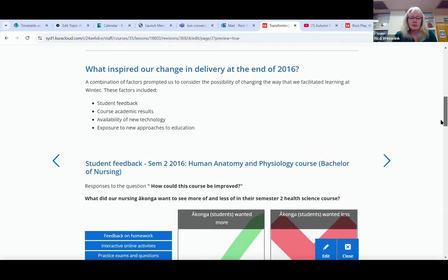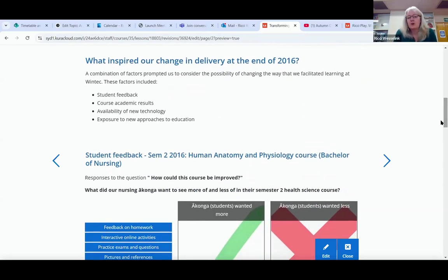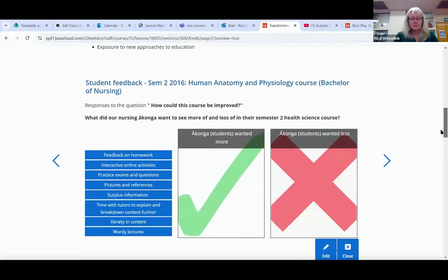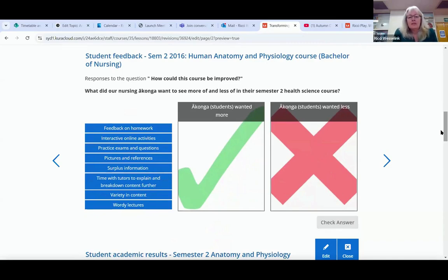And then what happened at the end of 2016 was a combination of factors. So first, we had student feedback asking for changes in the way that we facilitated their learning. We had course academic results that were not to be admired and needed to be addressed. And there was an availability of new technology and exposure to new approaches in education. So in semester 2, 2016, we gave our students a survey, our semester 2 students, asking how the course could be improved.